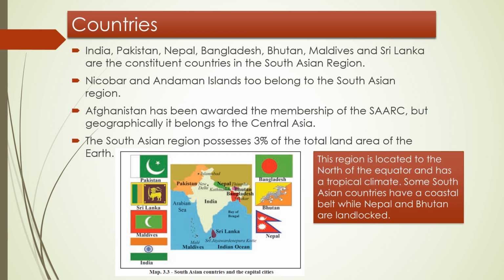So this region is located to the north of the equator and has a tropical climate. So which type of climate does the South Asian region belong to? The tropical climate. Some South Asian countries have a coastal belt, while Nepal and Bhutan are landlocked. So except Nepal and Bhutan, the other countries have coastal belt. So Nepal and Bhutan are landlocked. So these countries do not have seas.